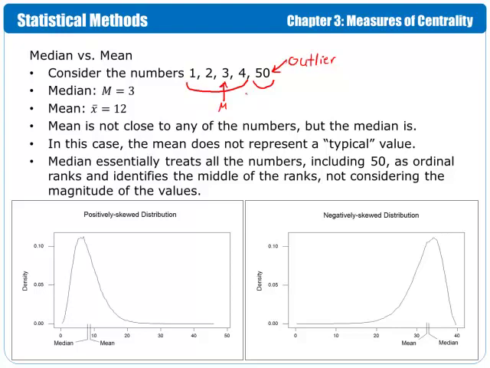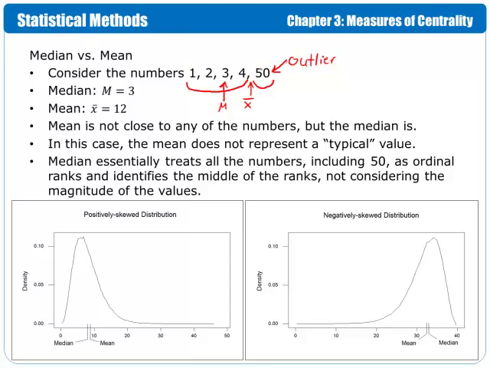The mean, however, has a value of 12, which is not close to any of the values. It's not close to the 1, 2, 3, and 4, and it's not close to the 50 either. It's just out there in the middle of nowhere. So the mean is not a very good measure of a typical value in our data.